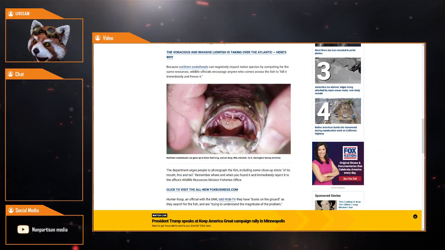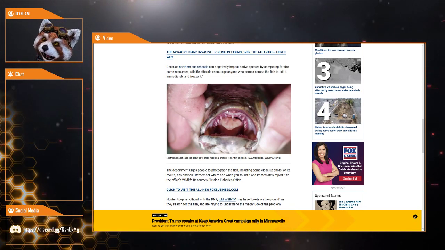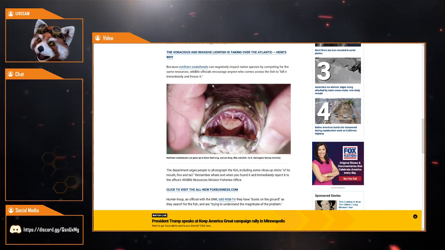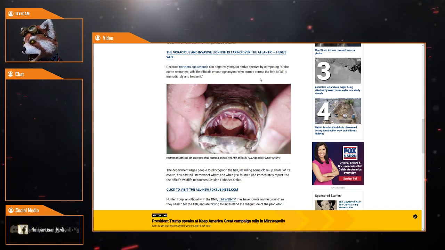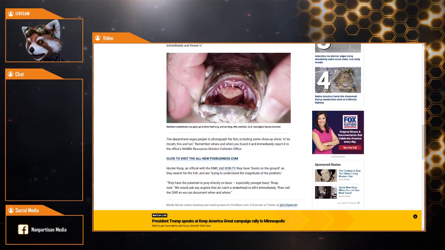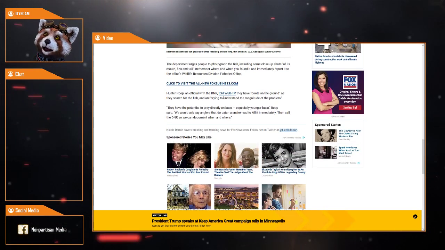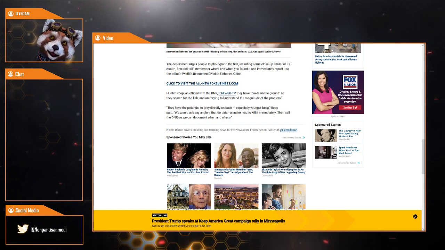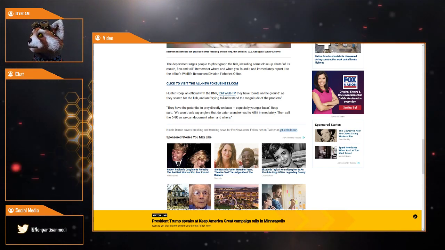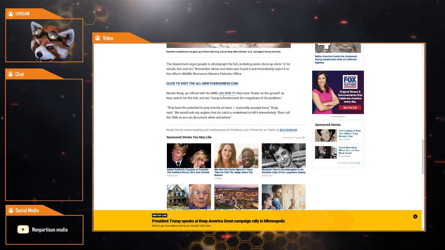Ugh. Look at the teeth on that thing. Because the northern snakehead can negatively impact species by competing for the same resources, wildlife officials are encouraging anyone who comes across the fish to kill it immediately and freeze it. Why are you freezing it? What, so they can check it out? The department urges people to photograph the fish, including some close-up shots of its mouth, fins, and tail. Remember where and when you found it and immediately report it to the wildlife officials' division.